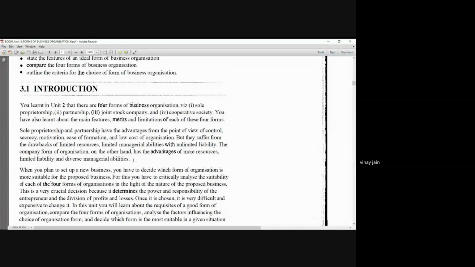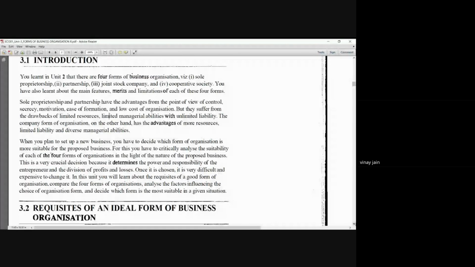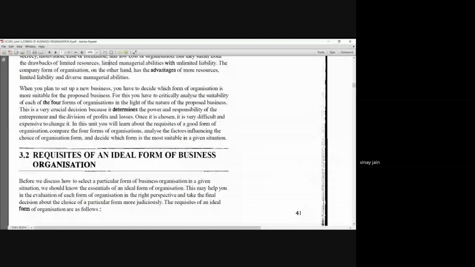with unlimited liability. The company form of organization, on the other hand, has the advantages of more resources, limited liability, and diverse managerial ability. Guys, when you plan to set up a new business, you have to decide which form of organization is more suitable for the proposed business, and for this you have to critically analyze the suitability of each of the four forms of organizations in the light of the nature of the proposed business.